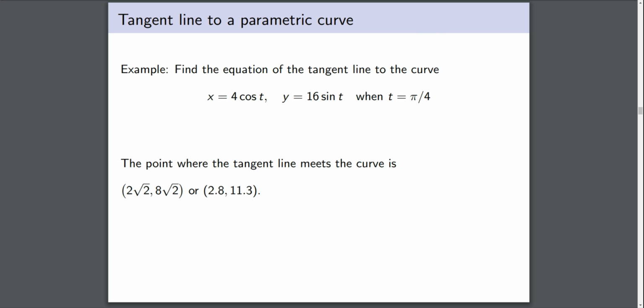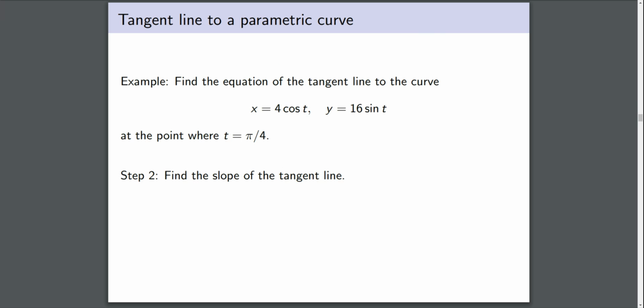All right, that was the first step in our problem. Now we're going to go on and do step 2. I want to find the slope of the tangent line. And this step is what's new to us for this question. So we had a way to do this in Calc 1, but right now we're working with a parametric curve, and so we've got to adjust the way that we find the slope of the tangent line.